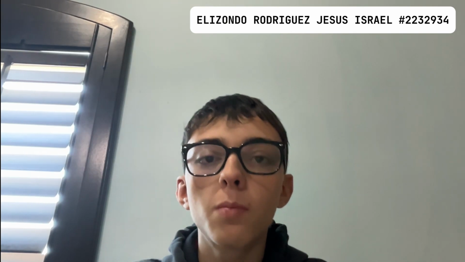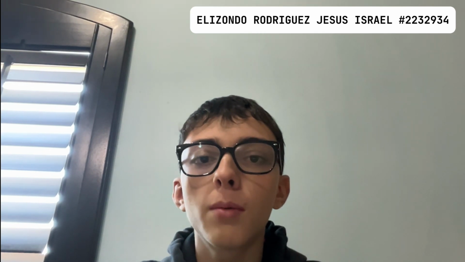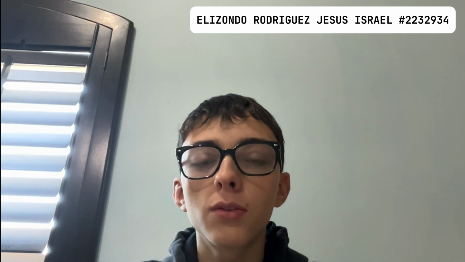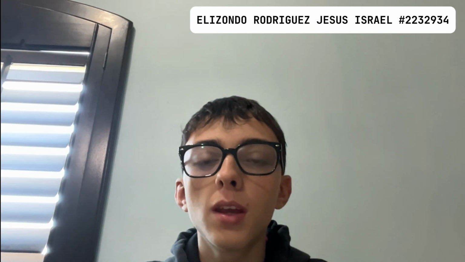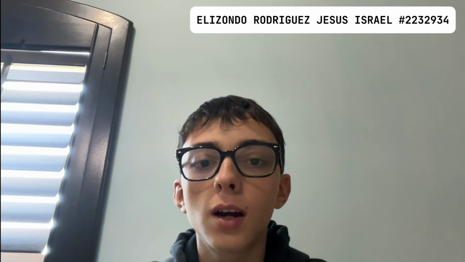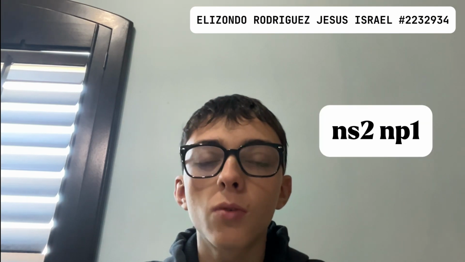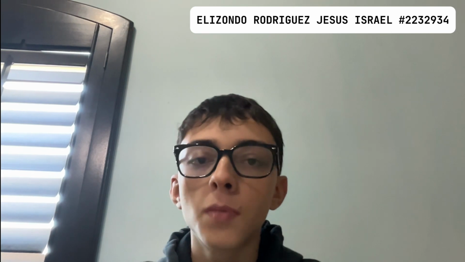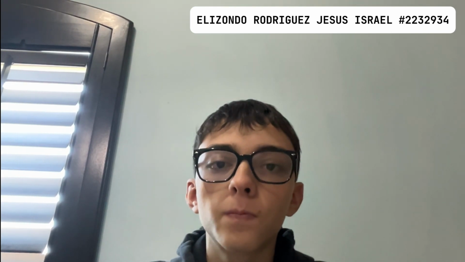These elements are part of the P block on the periodic table, and one thing that they all have in common is that they have 3 valence electrons, because as you may know, the group indicates the number of valence electrons that the elements will have. But in general, these elements of Group 3A have an outer configuration of ns squared and p to the 1. But now let's look at their electronic configuration one by one.